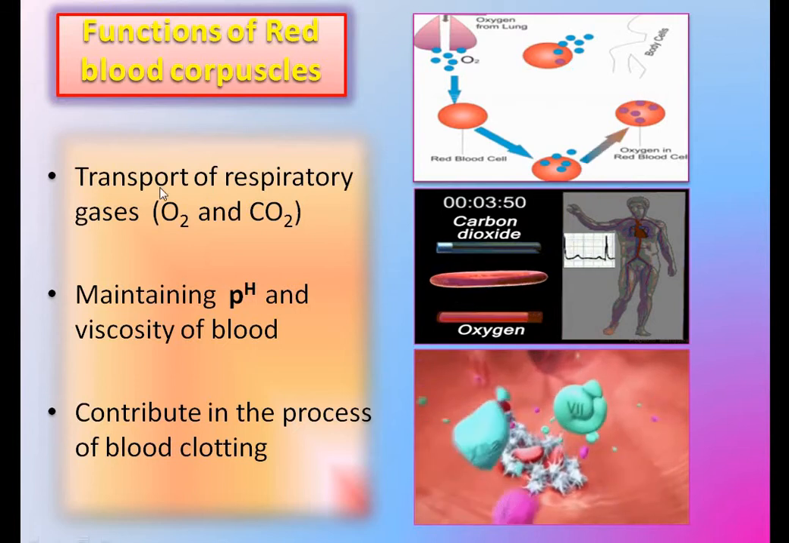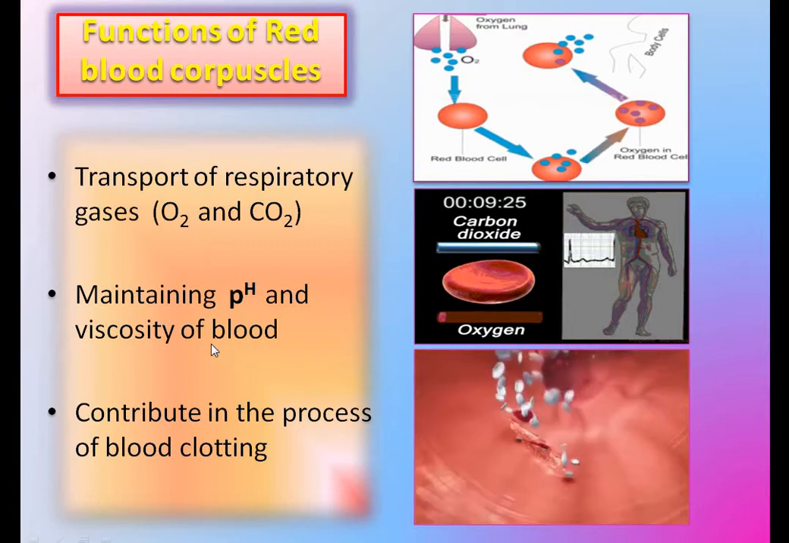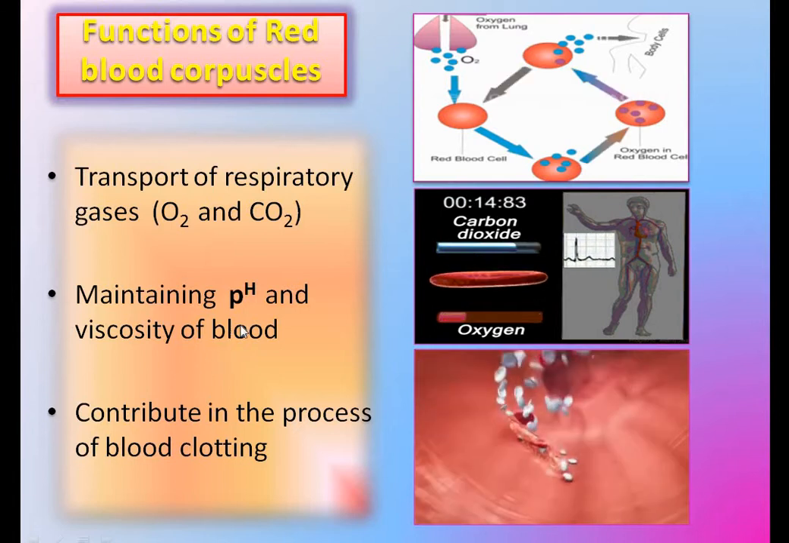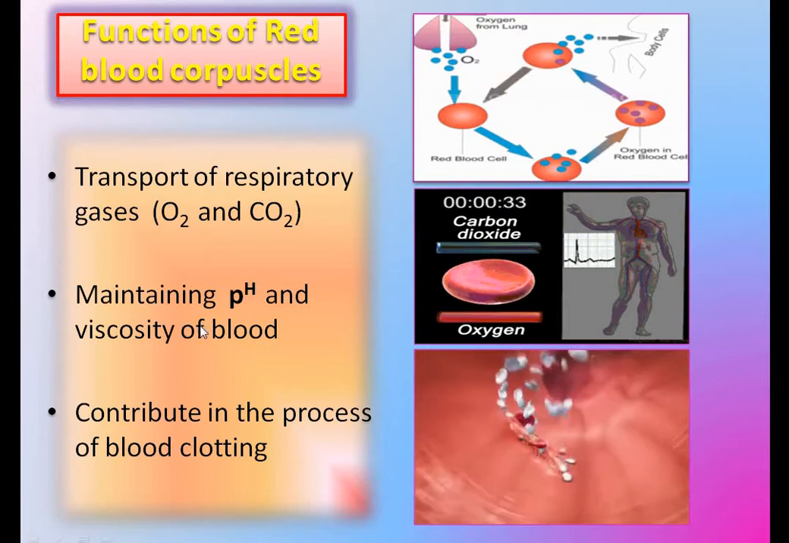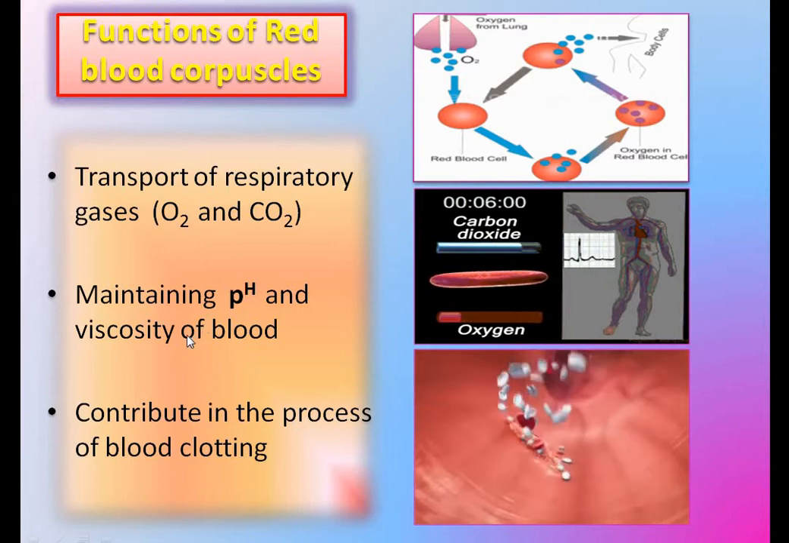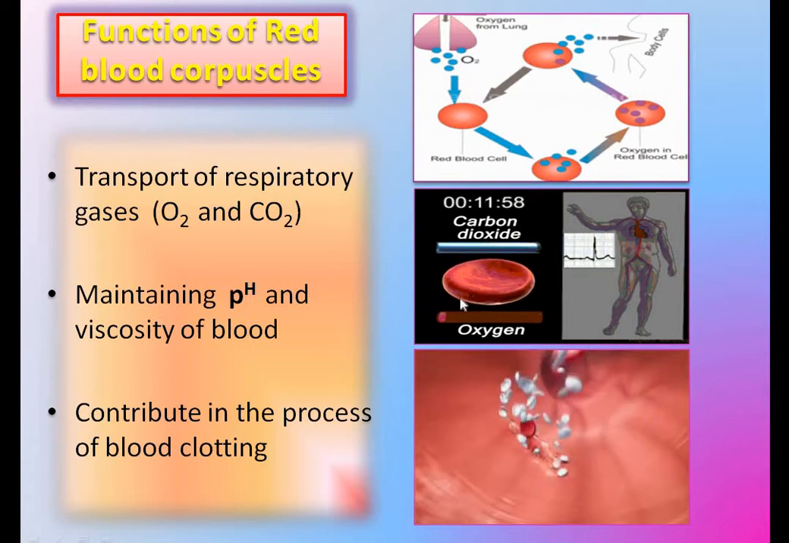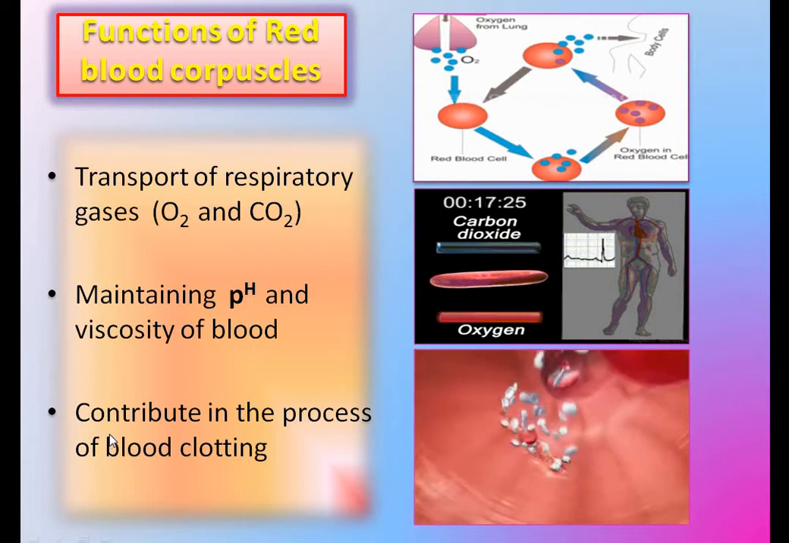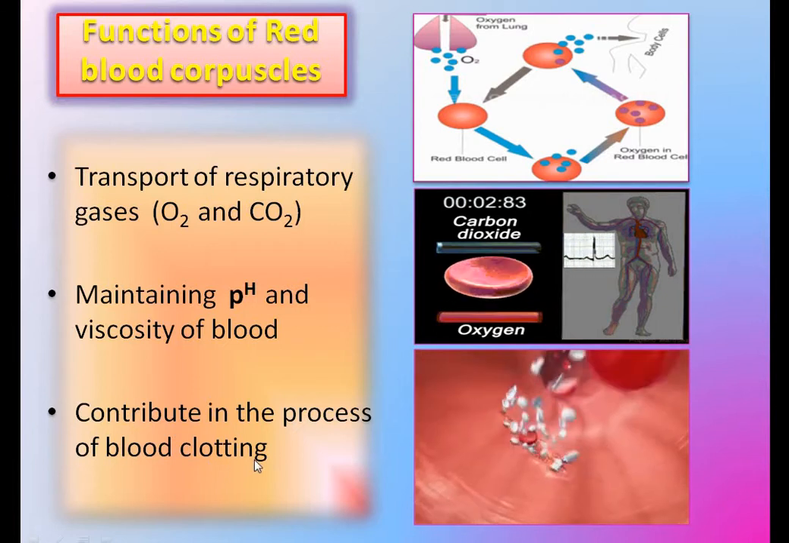The second function is maintaining pH and viscosity of blood. What is viscosity? Viscosity is the state of being thick, sticky and semi-fluid in consistency due to internal friction. The blood viscosity is maintained by the RBCs. Then the next function: it contributes in the process of blood clotting.